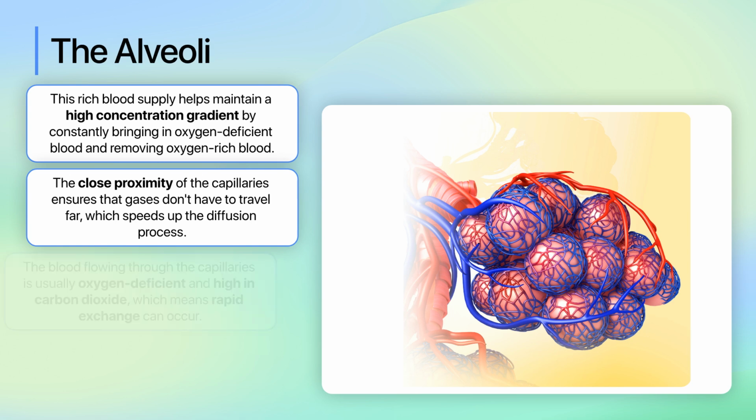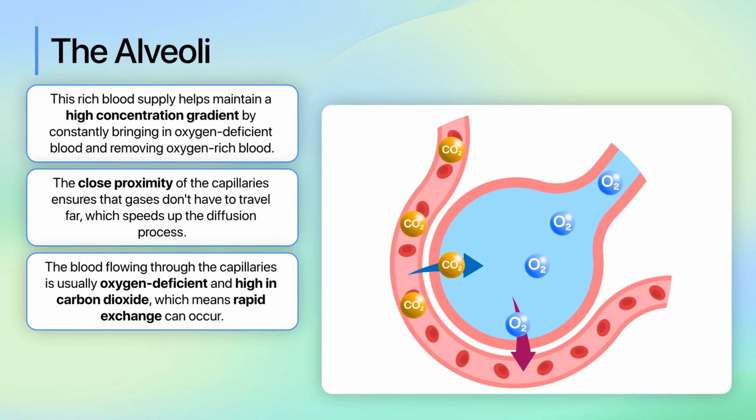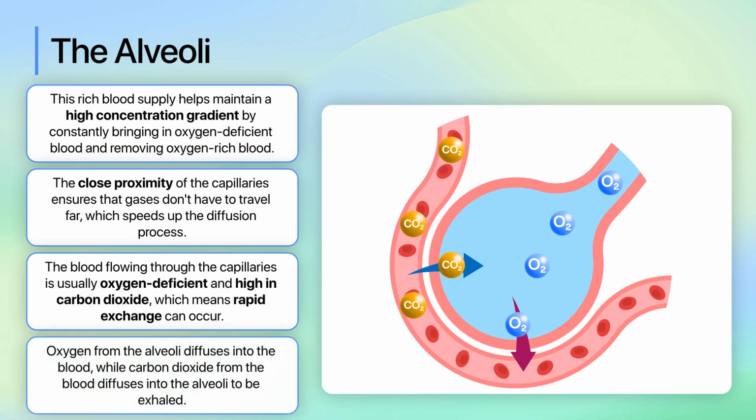The blood flowing through the capillaries around the alveoli is usually oxygen deficient and high in carbon dioxide because it has just returned from body tissues where respiration has occurred. This difference in concentration levels means rapid exchange can occur. Oxygen from the alveoli diffuses into the blood, while carbon dioxide from the blood diffuses into the alveoli to be exhaled.